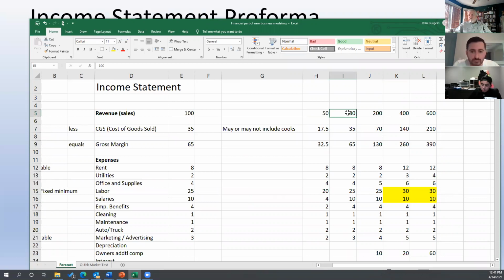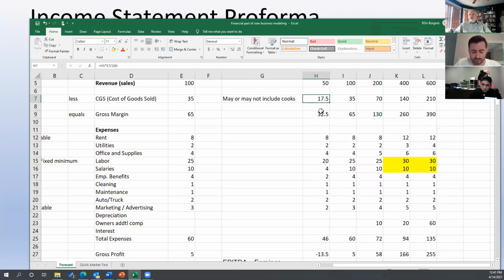So here's our pro forma here in that column, the one that's over on the left. So we did one at 50, and then we went to 200, 400, 600 to see how it might change. So at 50, we've got lower cost of goods, and we've got a gross margin of 32, so it's going to be half, but your expenses are almost all the same.